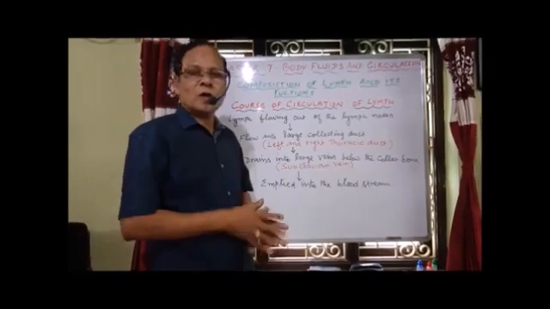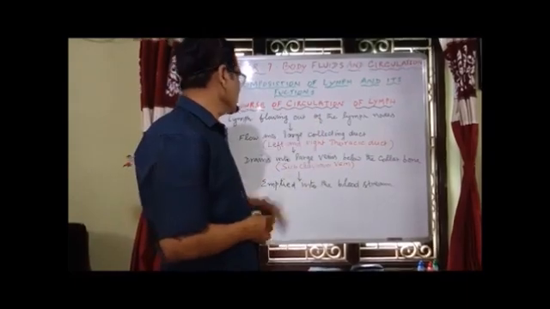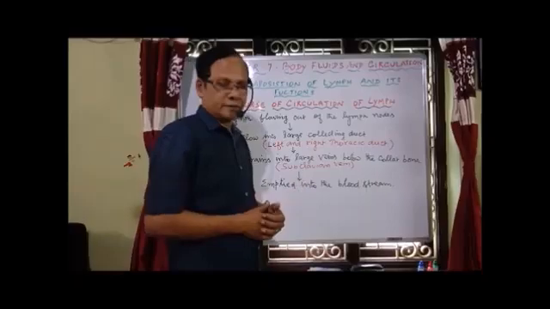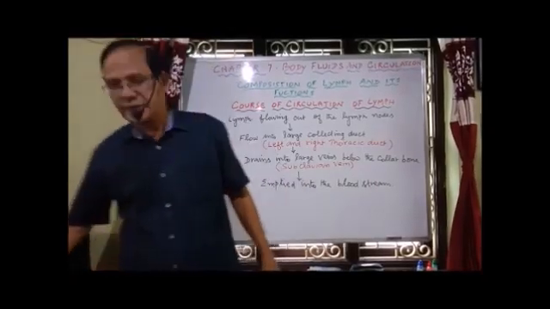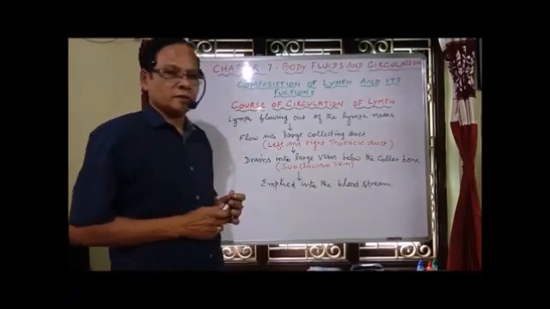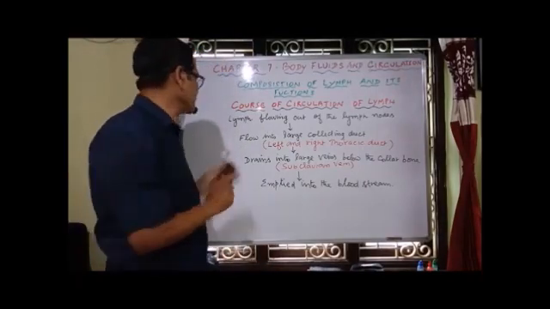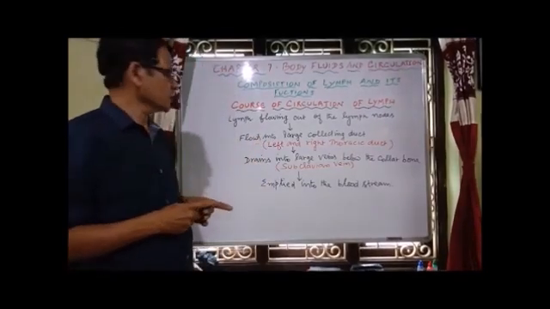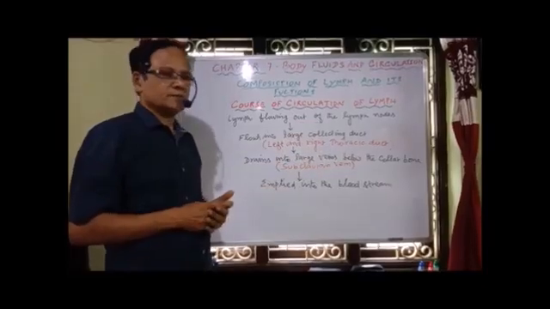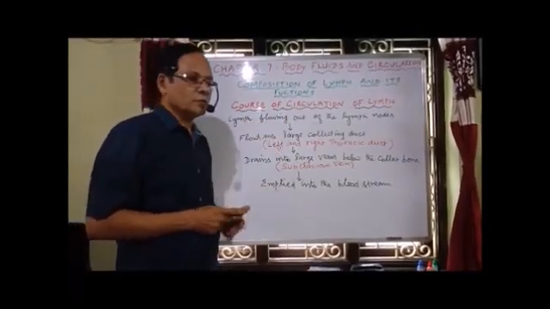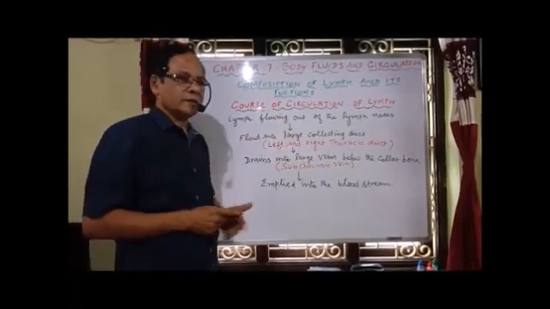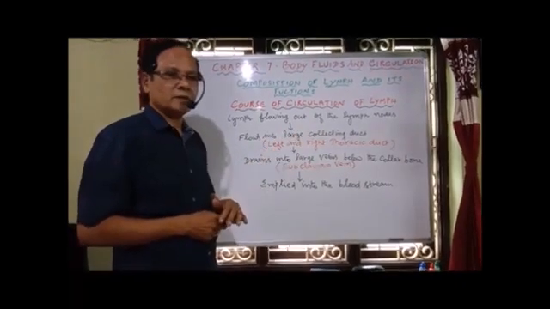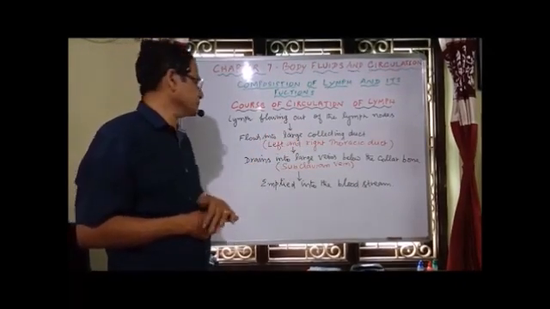The lymph which is flowing out of the lymph nodes, that is after filtering, flows into a large collecting duct. The large collecting duct is normally located in the thoracic region, hence called the thoracic lymphatic duct. They are the left and right thoracic ducts. So the lymph flowing out of the lymph nodes flows into the large collecting ducts located in the thoracic region, namely the left and right lymphatic duct, or right and left thoracic duct.